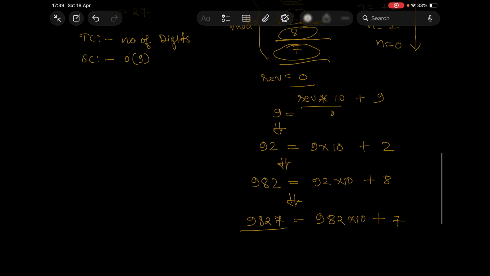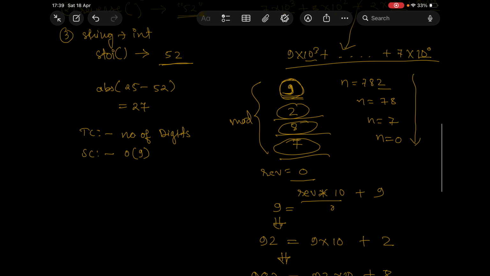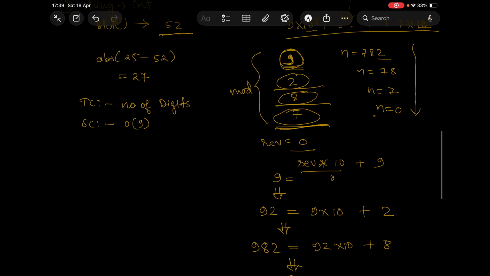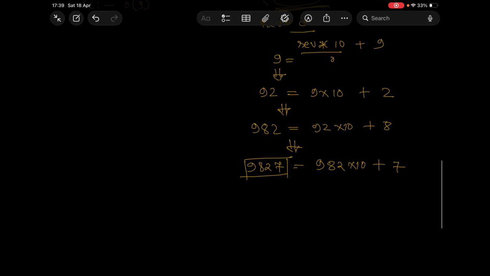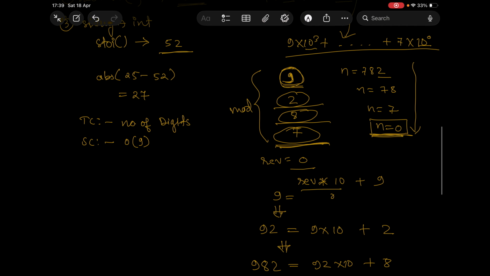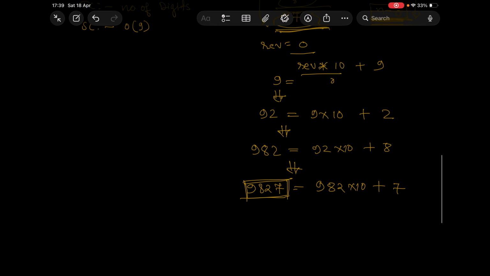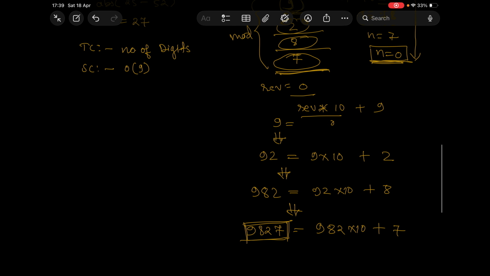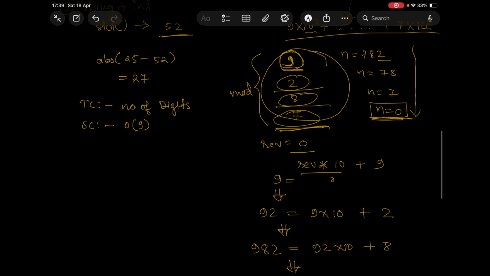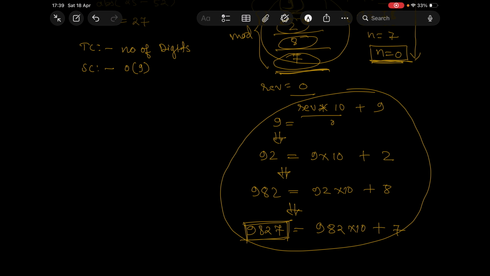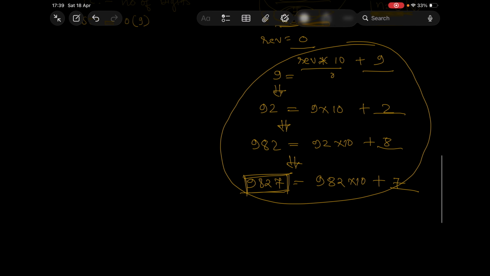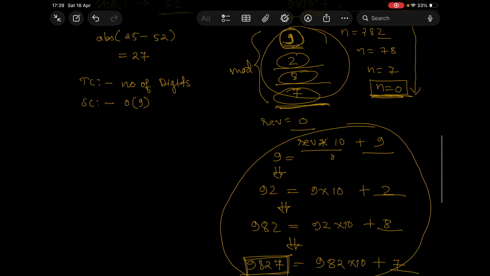9827, right? And when we came here, how did we stop? Because there was no further value to get the mod of, right? N is equal to 0 we reached. So this is the number which is the reverse of our given number. So in that way we are able to simply find the reverse of this value. So when we combine these two things, calculating the mod part and every time multiplying the current reverse value with 10 and adding the mod value to it, we are able to get this solution, basically reverse.